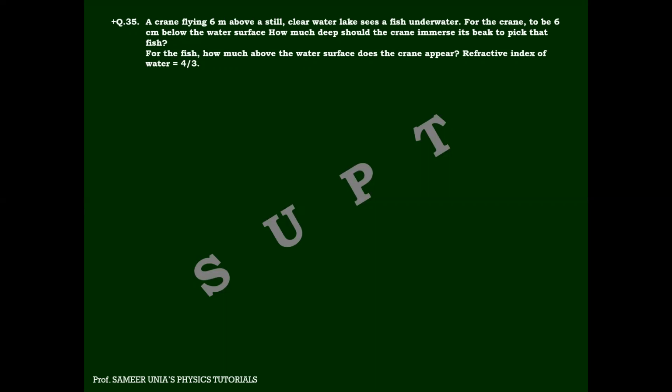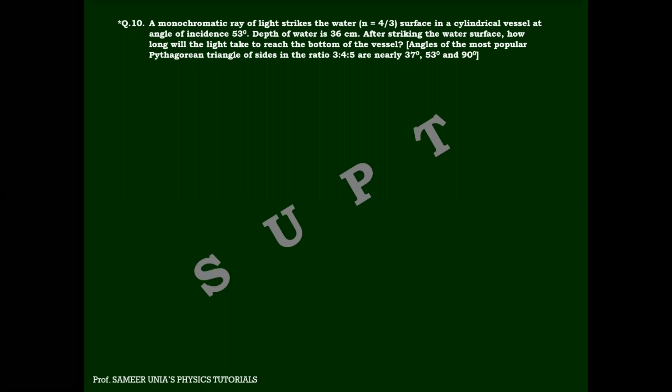Question number 10. A monochromatic light strikes the water surface in a cylindrical vessel at an angle of incidence 53 degree. Depth of the water is 36 centimeter. After striking the water, how long will the light take to reach the bottom of the vessel? Pythagorean triangle, you already know that: 37, 53, 90.